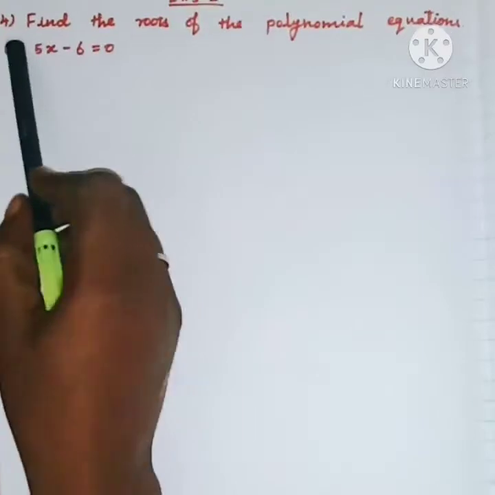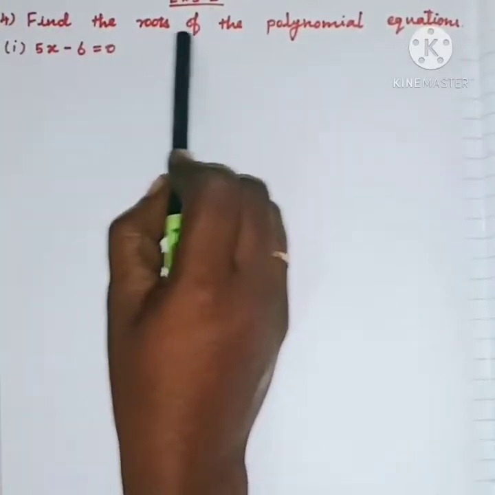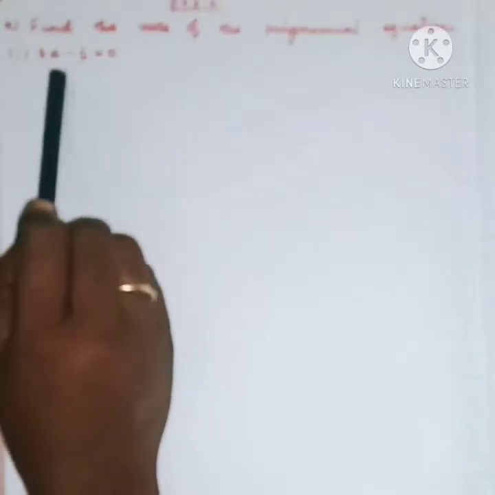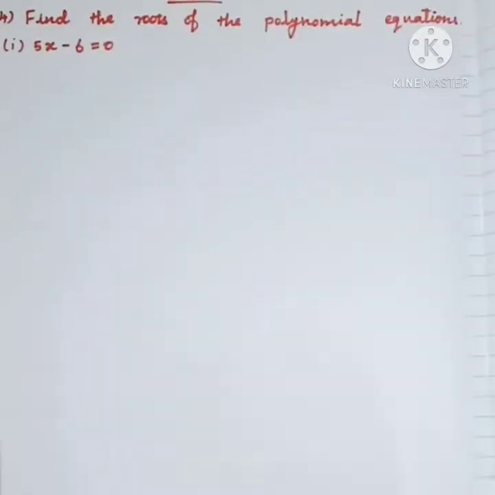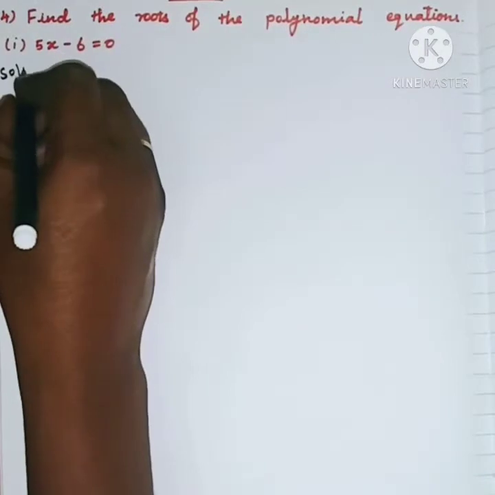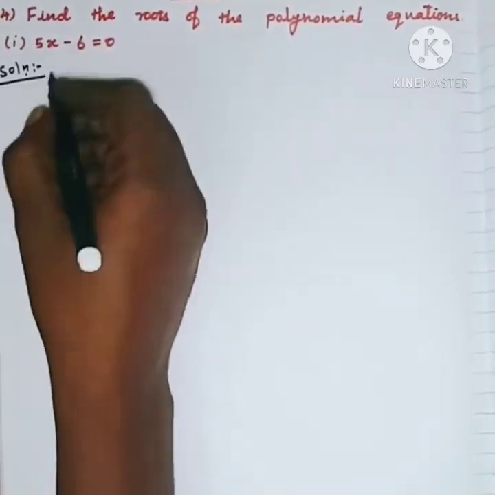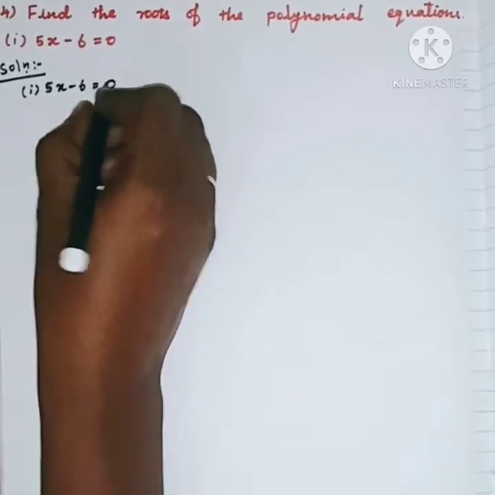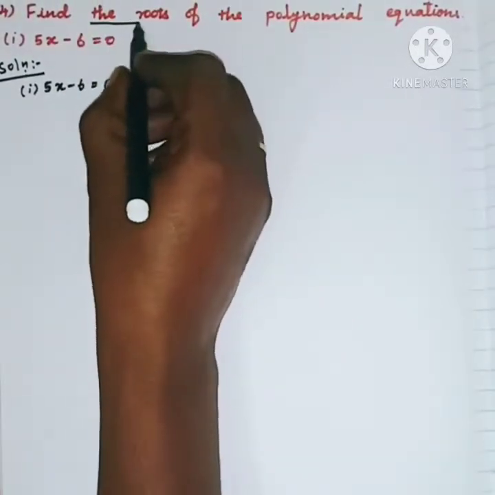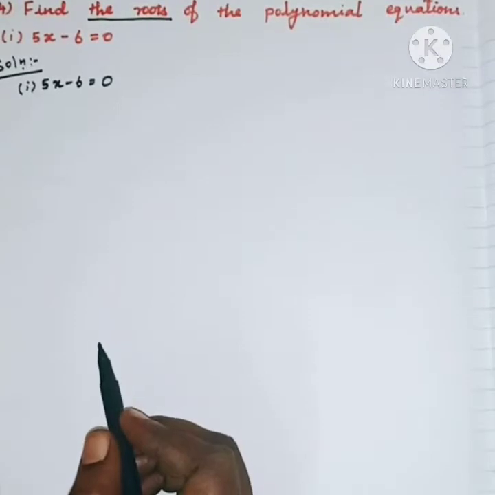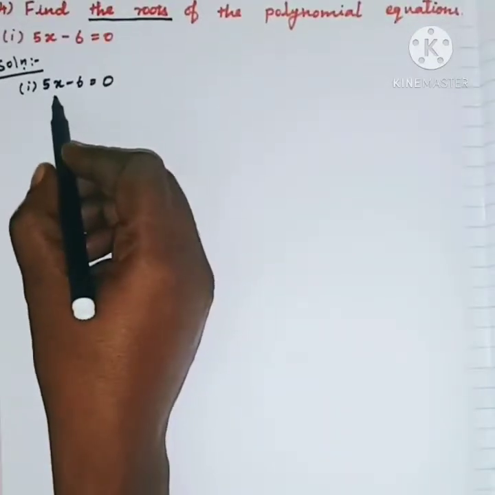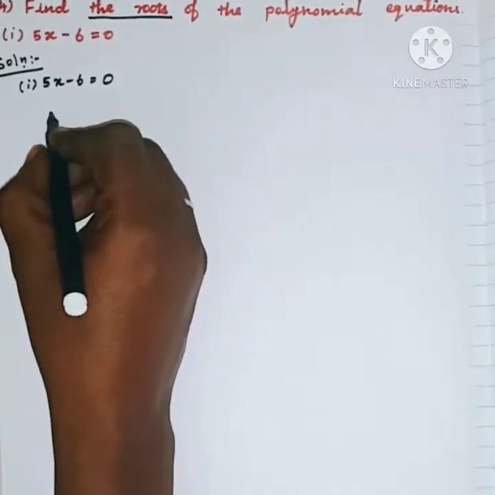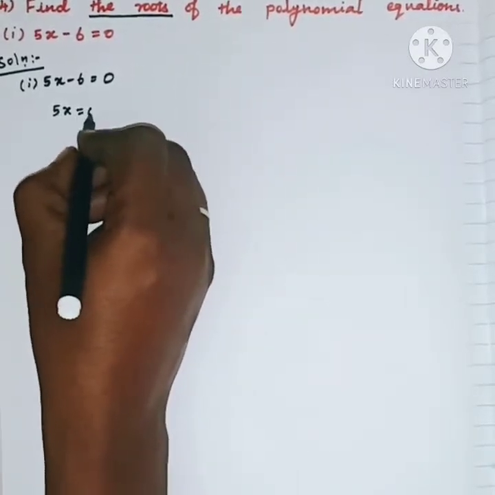Exercise 3.2, fourth sum. Find the roots of the polynomial equations. First subdivision is 5x minus 6 is equal to 0. So the solution for this first sum is 5x minus 6 is equal to 0. They are asking to find the roots of the polynomial, isn't it? So from this we have to find the value of x. Very easy sum.